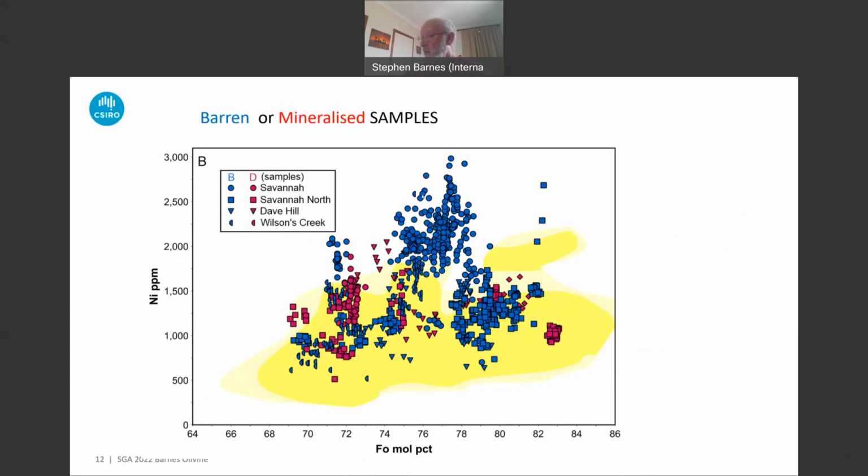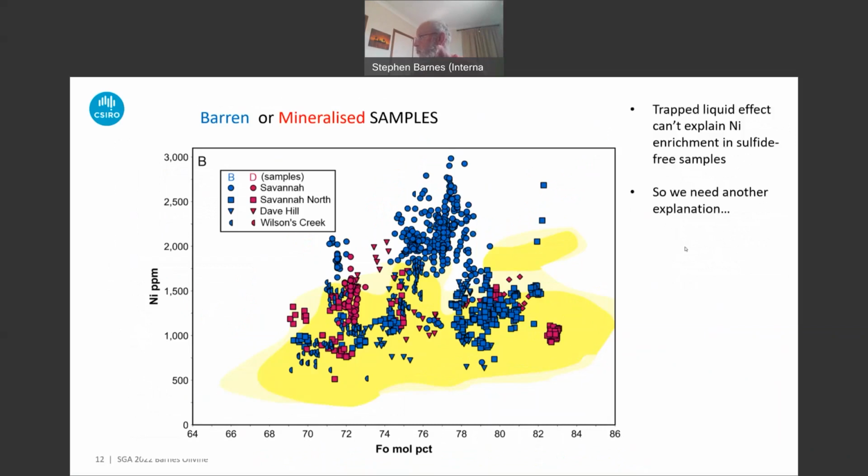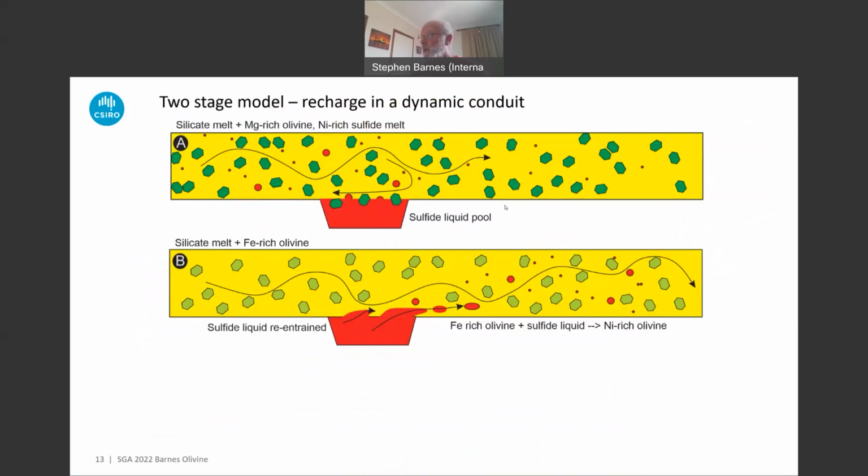Furthermore, if we now break down the Savannah data set again, now I'm breaking it down into mineralized versus unmineralized samples. So right down to sample scale here, red samples have sulfide in them, blue samples don't. And what you can see is that some of the most nickel-enriched olivines are in samples with no sulfide in them. So the trapped liquid reaction effect can't explain this. We need another explanation.